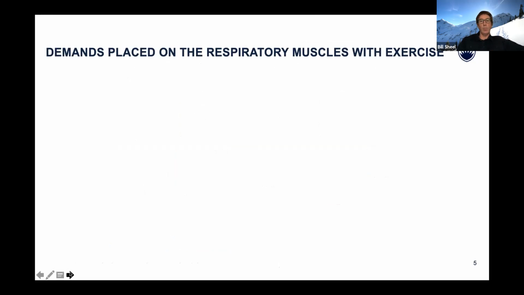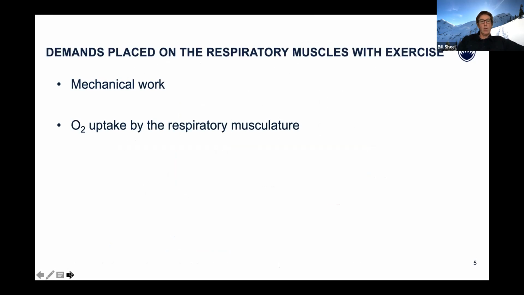I've given you some of the broad brushstrokes, but what will we talk about today? What's the mechanical work associated with breathing and exercise? How much oxygen is taken up by the respiratory musculature when performing exercise, and high levels of ventilation are incurred?